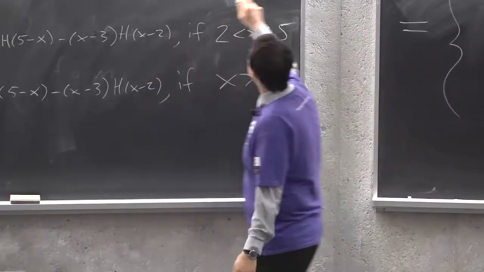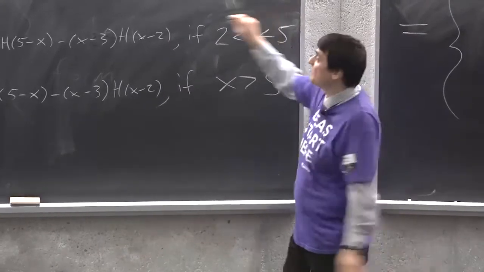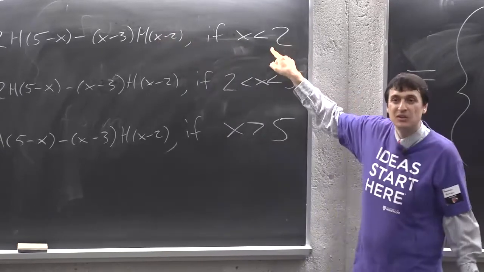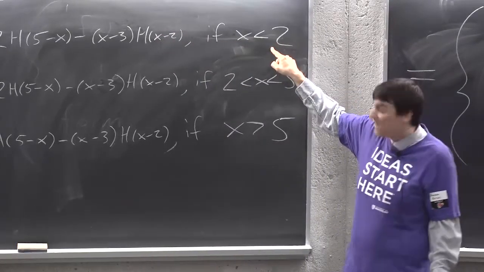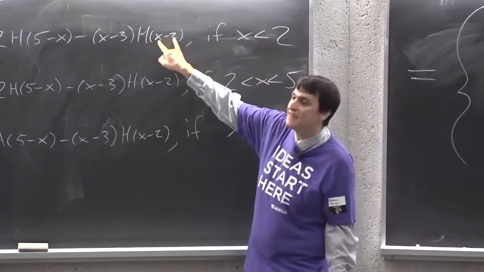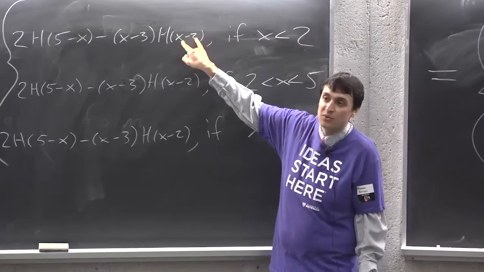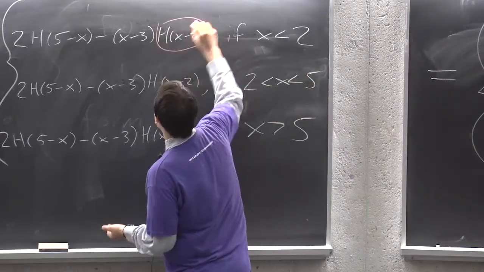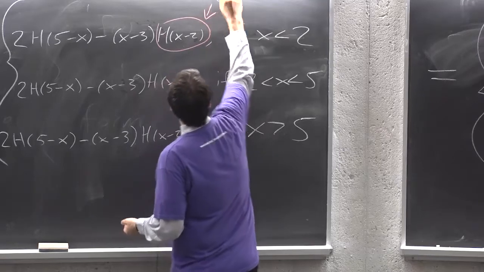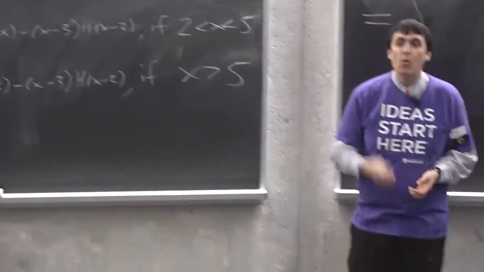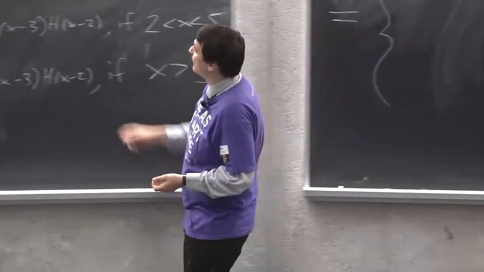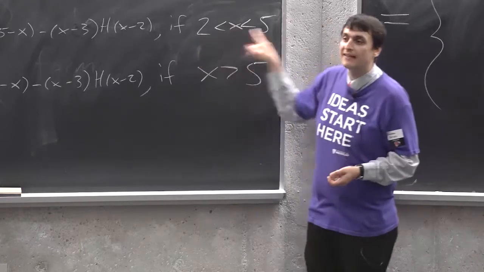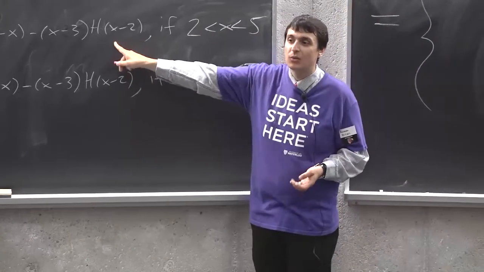So first of all, if x is less than 2, let's take this one step at a time. Here's the easy one. What's h of x minus 2 if x is less than 2? 0, because if you plug in a number less than 2 and then subtract 2, you get to the negative zone, right? So h of a negative number is 0. So I'm going to circle this in red and say 0 in that region. And why don't we just remain on this track of thinking with the h of x minus 2? What about if x is greater than 2 and less than 5? Is h of x minus 2 0 or 1?